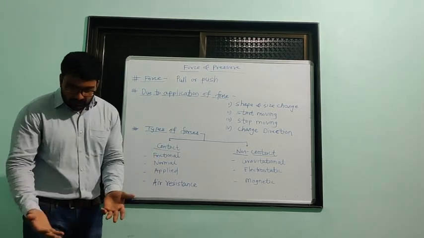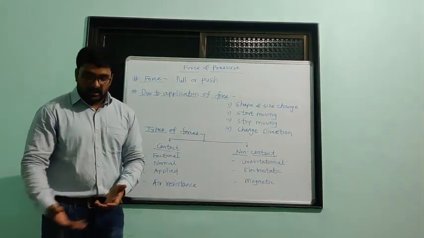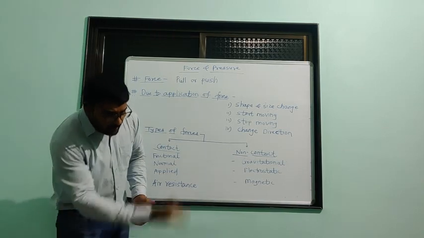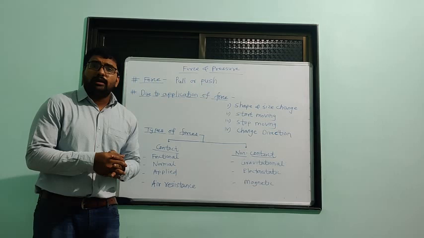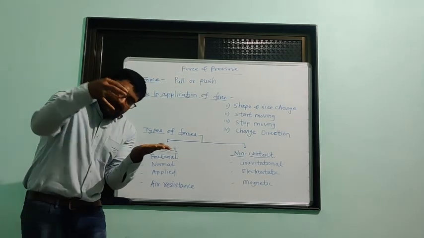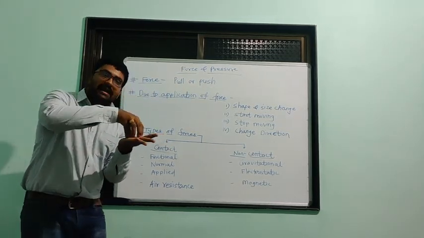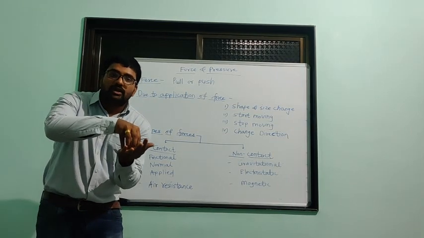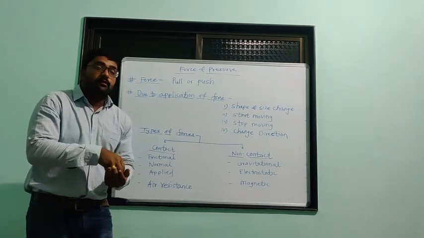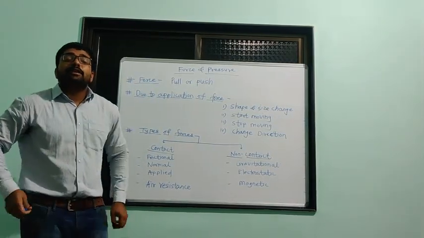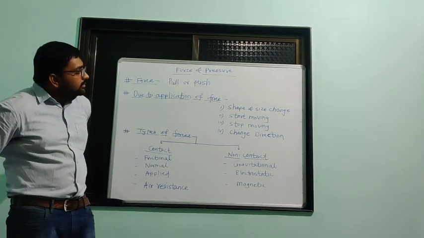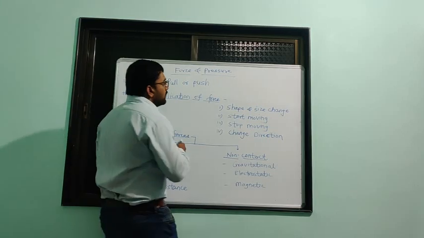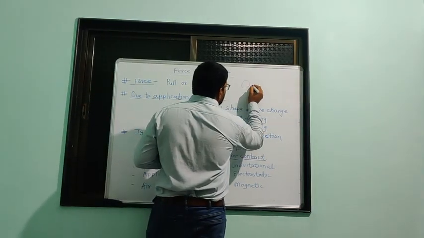Suppose I take one ball in my hand and I throw that ball on the surface of the earth. Then what happens? The ground surface and our ball are in direct contact with each other. Frictional force always opposes the motion of an object. Suppose our ball goes in this direction.